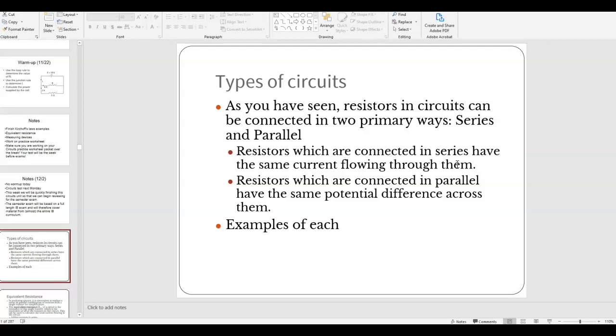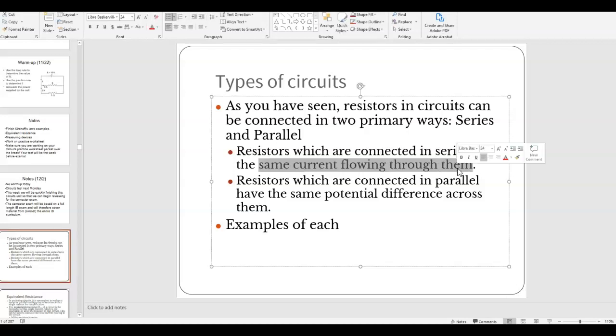By definition, components that are connected in series have the same current flowing through them. Okay, and so that basically means that if you look at the space between two components, if there's no junction between two components, then those components are in series.